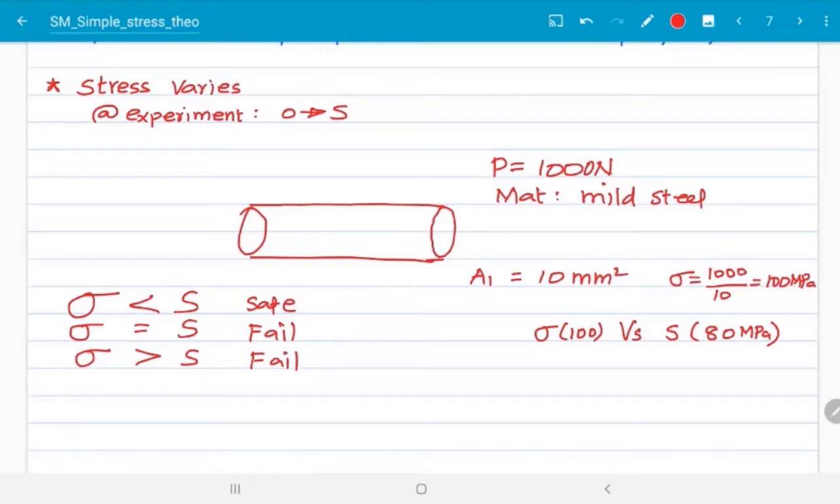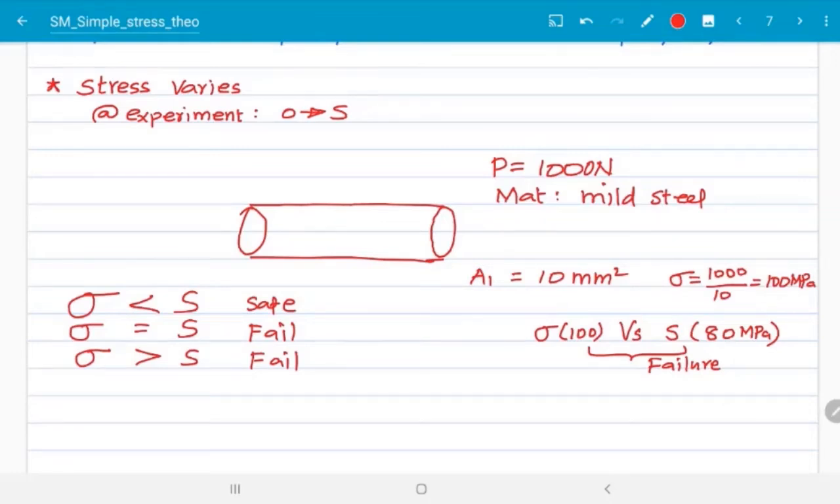Strength is 80 megapascal. Now tell me, is this 10 mm square acceptable or not? Or will your designed component be safe or not? During this comparison, what is the decision taken by you? It is not safe, it is failure. Failure. Okay, right. So how to make it a safe design?